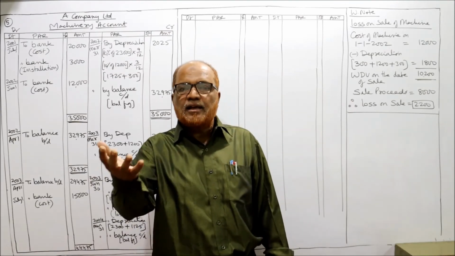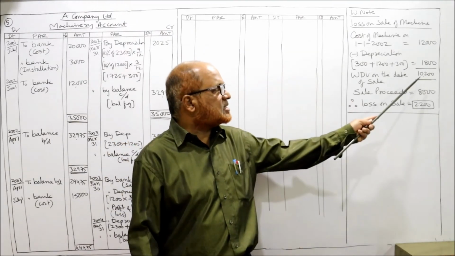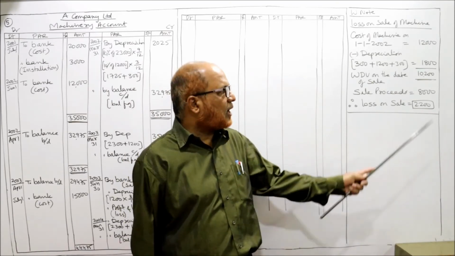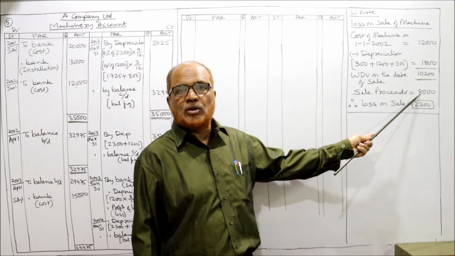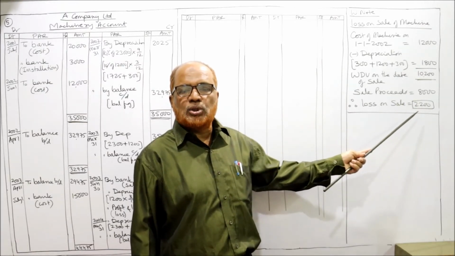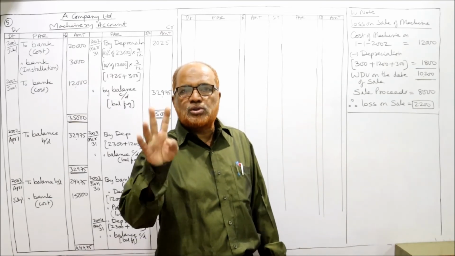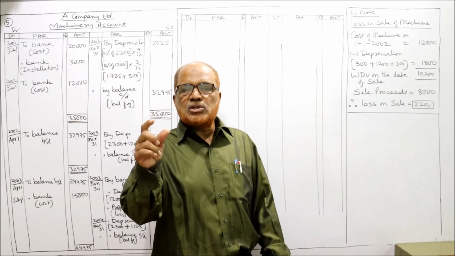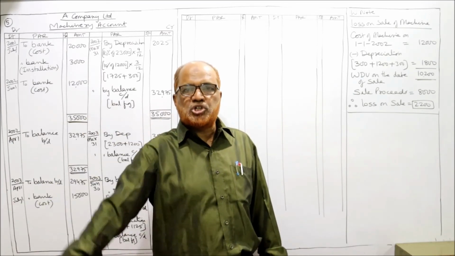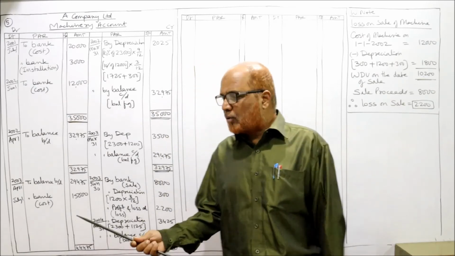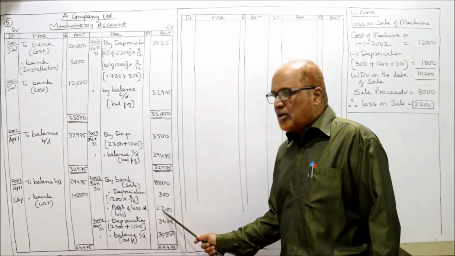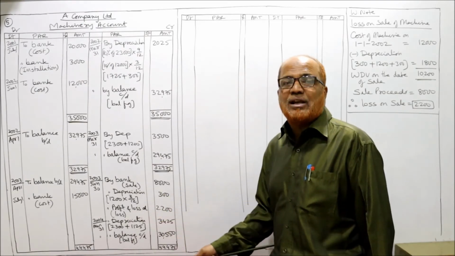At the time of sale, the book value of the machinery is 10,200, and this 10,200 worth of machine is sold for 8,000 rupees. The actual value in the books is 10,200, sold for 8,000. So there is a loss of 2,200 rupees. Loss on sale of machine 2,200. Entry will be profit and loss account debtor to machinery account. The machinery account is credited by profit and loss account, loss 2,200. That's all. So these three entries are passed on the sale of the machine.